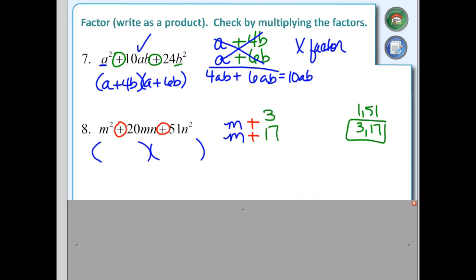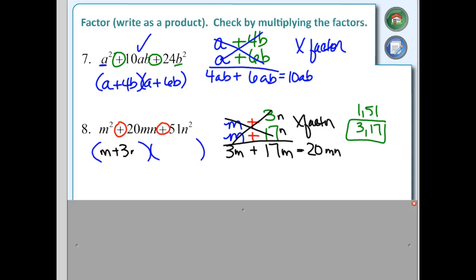Got an x factor, got to check the middle, always and forever. So this is going to be 17m, and this is going to be 3m. And so my middle does check. We have 20. Oh, I forgot to put the n's on the box. All right, so here we go. We've got m plus 3n, and then we've got m plus 17n.